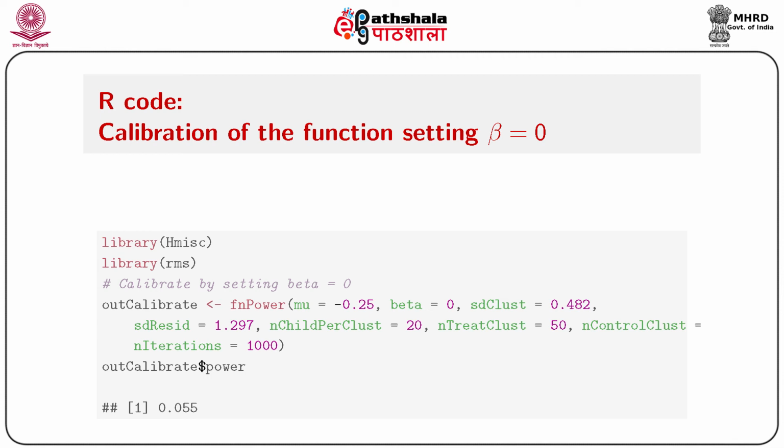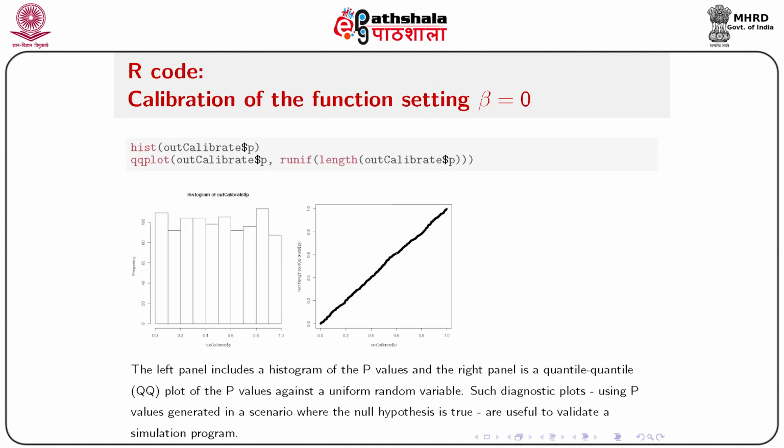Now we can call this function. You have to load the Hmisc package and the rms package library. To check the calibration of the function, we set beta equals 0 and see how much power there is. This power comes out around 0.05, so it can be calibrated now. It is a stable function.